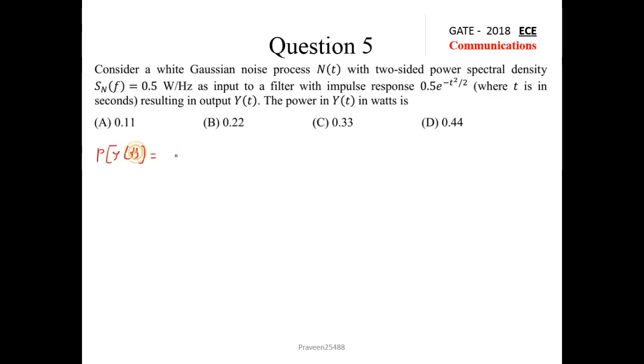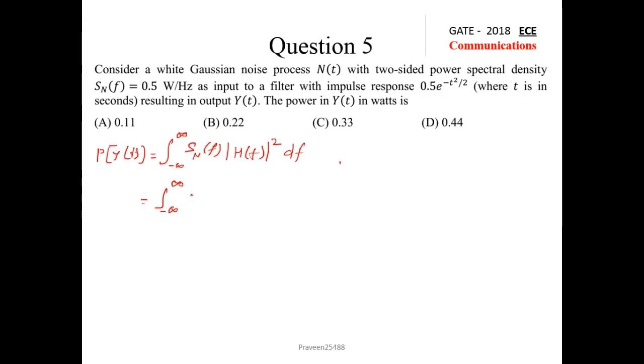which is equal to integration from minus infinity to infinity. The power spectral density Sn of f is multiplied with the magnitude of the transfer function, so this is h of f whole square and df. So here this is h of f, but we have h of t. So it is simple using Parseval's theorem.